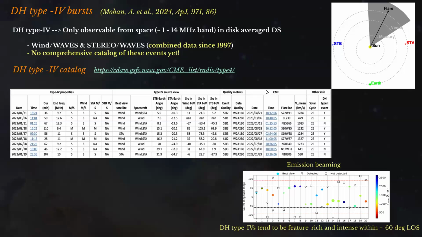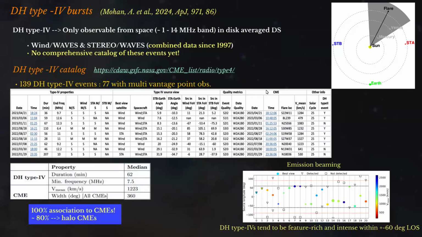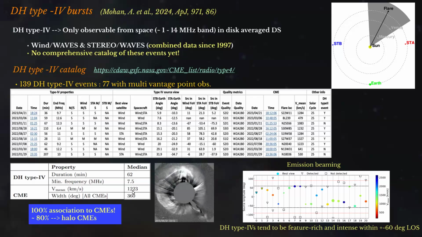Right. So we made a comprehensive catalog of decades of these observations since the beginning of the Wind mission in 1996 and the STEREO mission in 2006 until now. And we have this catalog now, with 77 events with multi-vantage point observations, at least from 2 different satellites. And we asked, what kind of CMEs are they generally associated with? As we expected, they are associated with CMEs which are faster than 1200 kilometers per second, and 80% of the time with halo CMEs. So both solar and stellar people should be very interested in these kinds of bursts, because they are associated with some of the most violent phenomena out there.